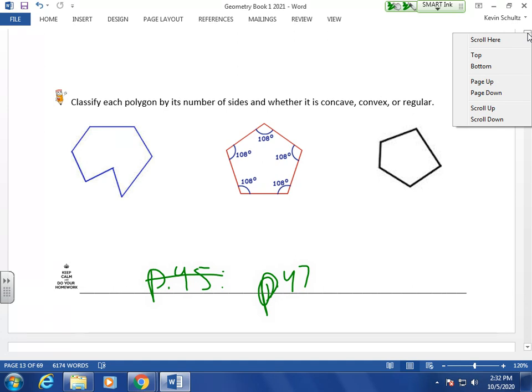Number 40. That's it. Page 47, number 40. It's a chart, and everyone loves to fill out a good chart. And then you have questions A, B, and C afterwards. So it's a bit of an extended response, but it is a chart.